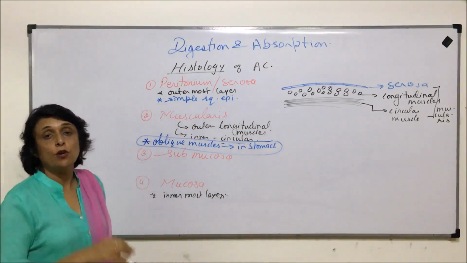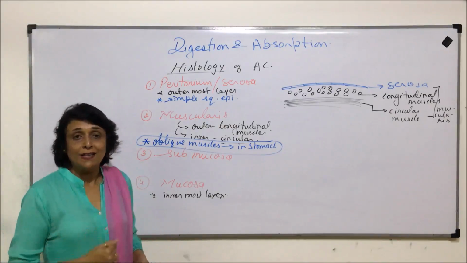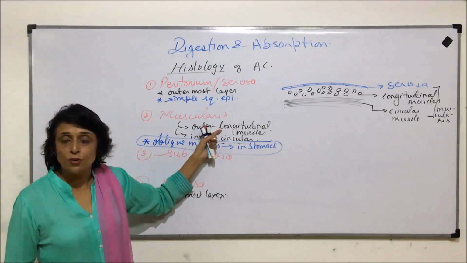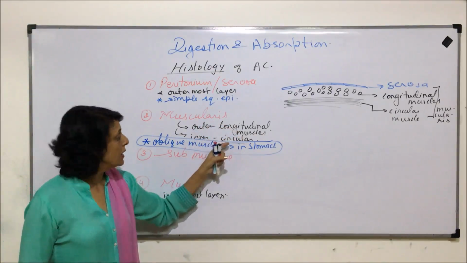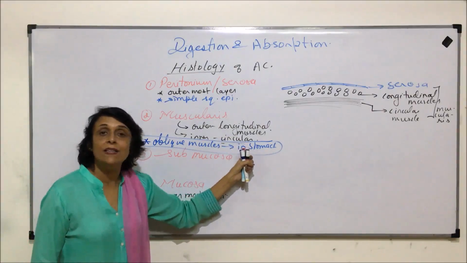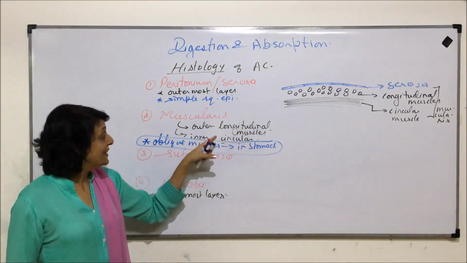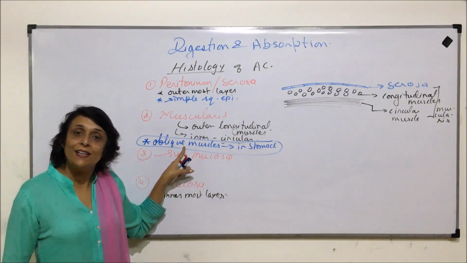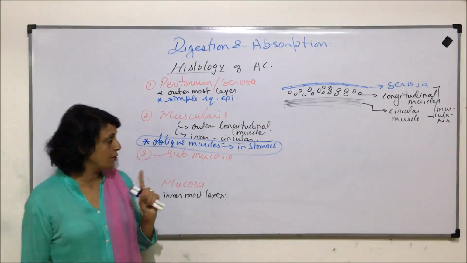In general, when we talk of the complete alimentary canal, starting from the esophagus up to the last part, there are 2 muscular layers or 2 types of muscles: outer longitudinal and inner circular. Only in stomach there are 3 layers. Outer longitudinal, this will become middle, and the innermost would be oblique. So that is only in case of one structure.